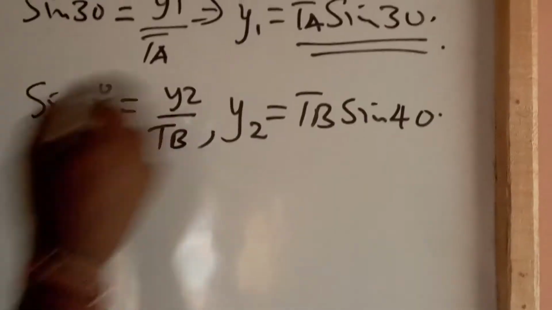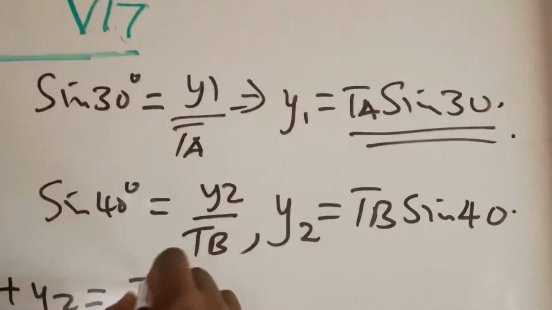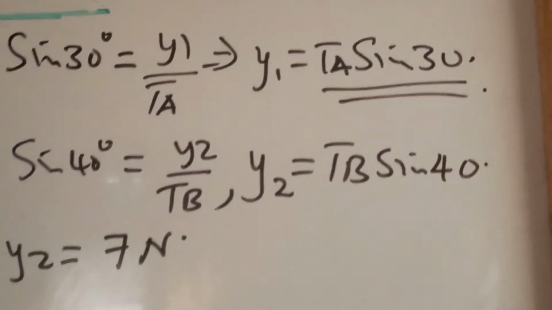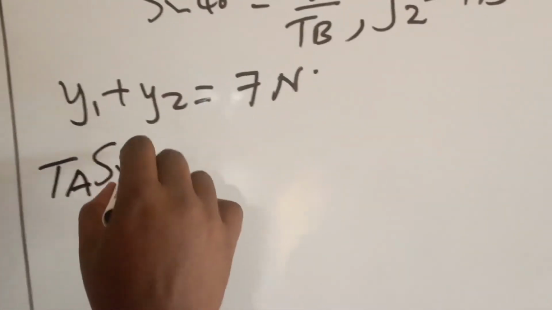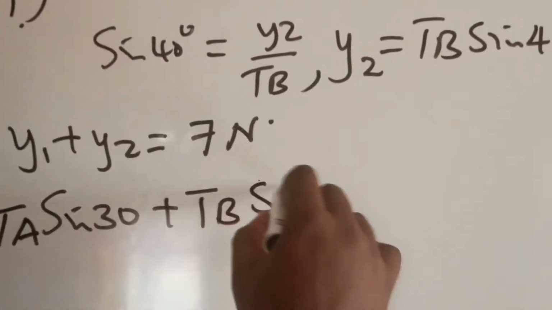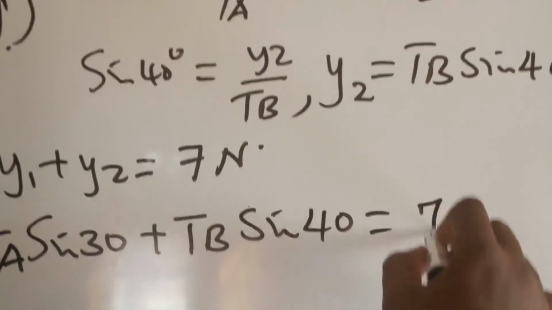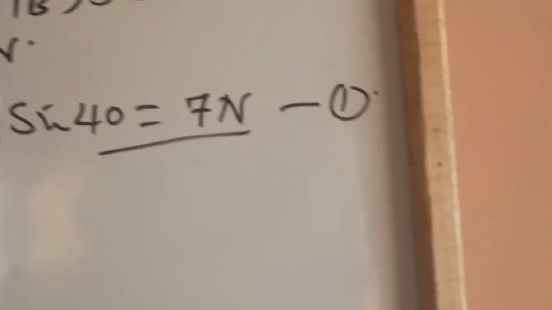So what do we say? Y1 plus Y2 is equal to 7 newtons, the total force downwards, meaning that the tension of A sine 30, plus the tension of B sine 40, is equal to 7 newtons. That is the first equation of this particular arrangement.